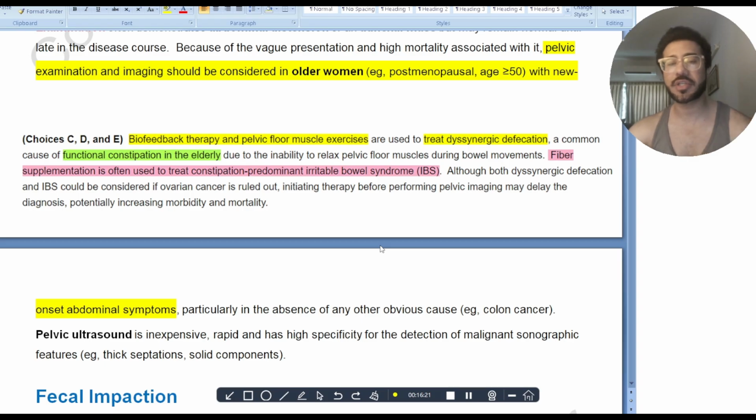So in this question, the patient had constipation and there were no anal fissures and the diet was appropriate. So there was an option termed biofeedback therapy and pelvic floor muscle exercise. This can also be an option when it comes to functional constipation in elderly people. Since elderly people have poor coordination of the reflex that causes bowel movement, it can treat dyssynergic defecation, which is a cause of functional constipation, and fiber supplementation is also a treatment for constipation.